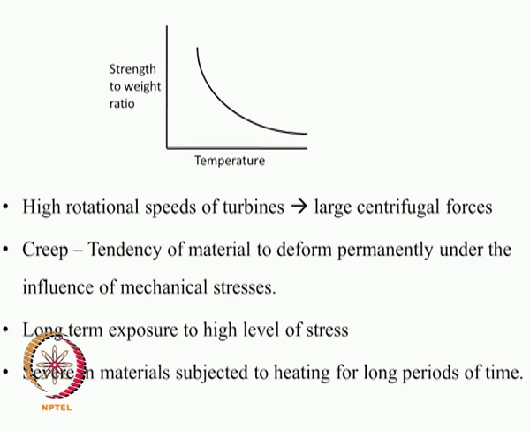Okay. Very nearly there. If we look at this graph here, we see that the strength to weight ratio of any material will decrease rapidly with increase in temperature. And in addition, turbine blades are spun at very high speeds, which contributes to very large centrifugal forces. In addition to this, there is something known as creep, which is nothing but the tendency of material to deform permanently under the influence of mechanical stresses. This is caused when you have long term exposure to high levels of stress, and is more severe in materials subjected to heating for long periods of time.